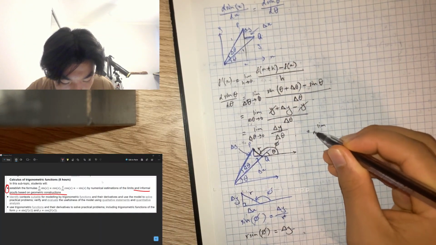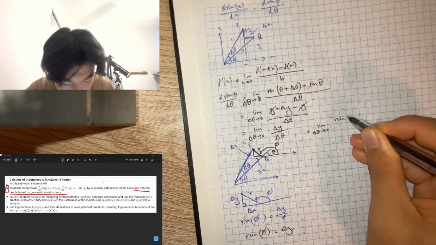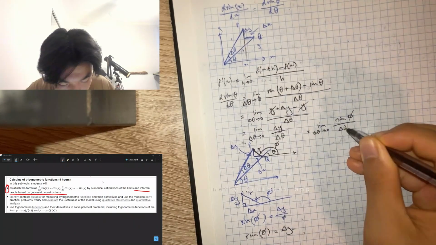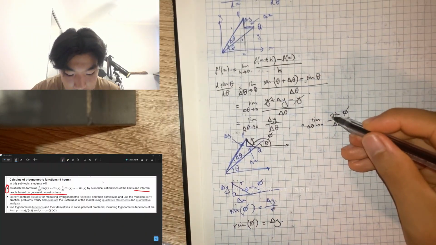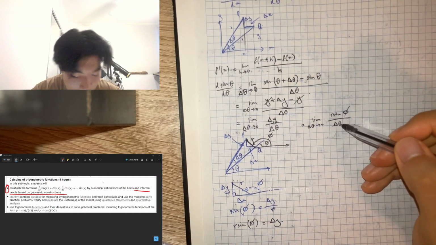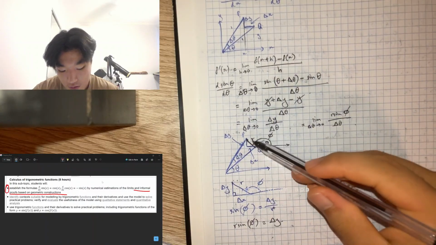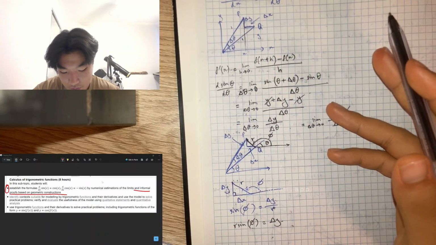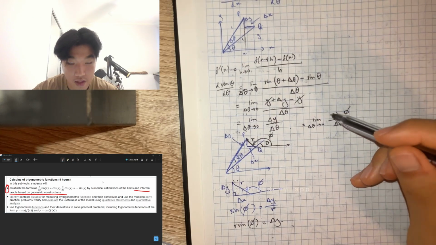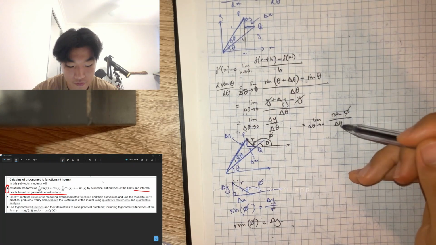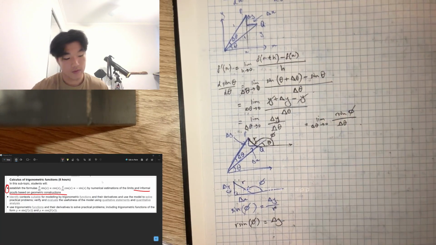Limit as delta theta approaches 0, r sine phi over the change in theta. Something to note: as delta theta approaches 0, this angle, r will approach 0 at basically the same rate. So this ratio would be 1. Let's actually demonstrate that.